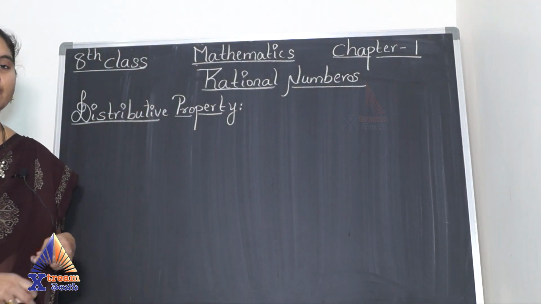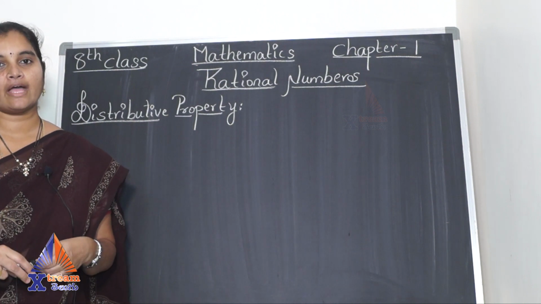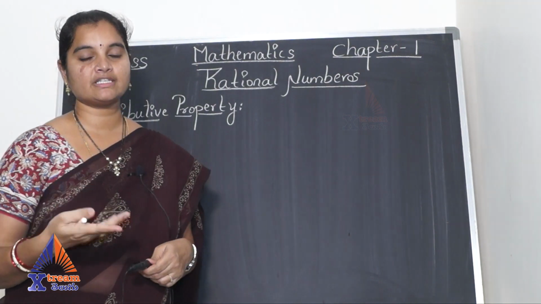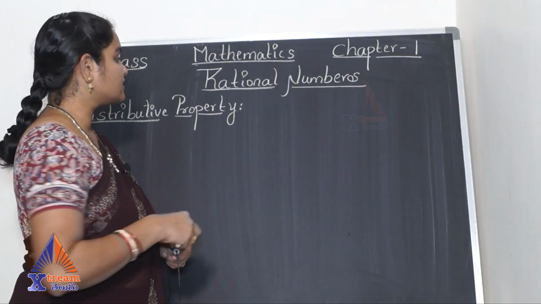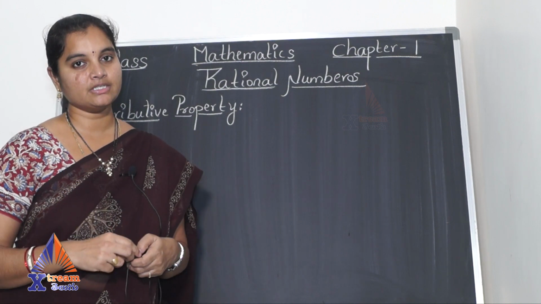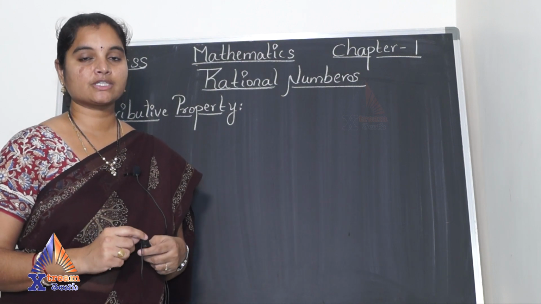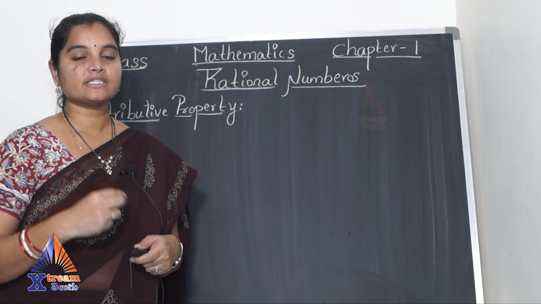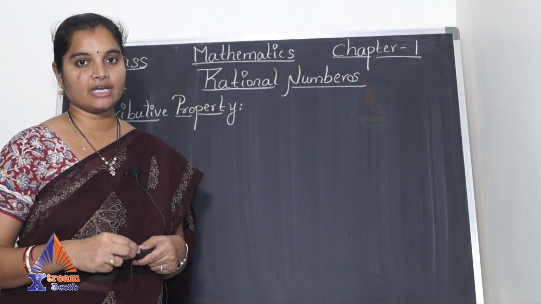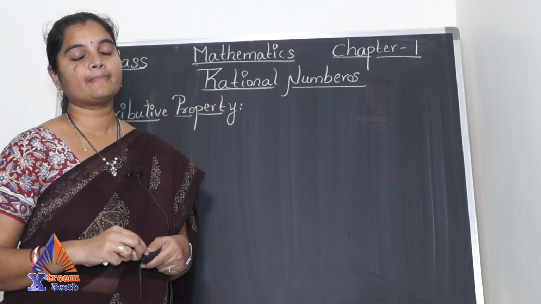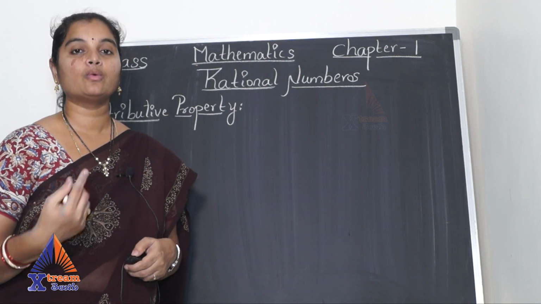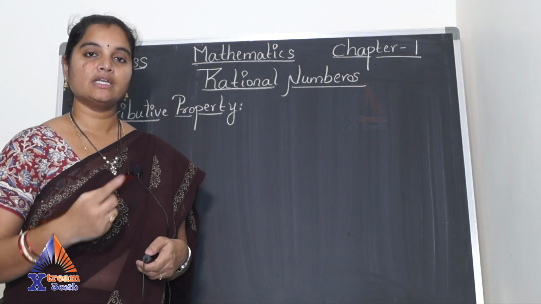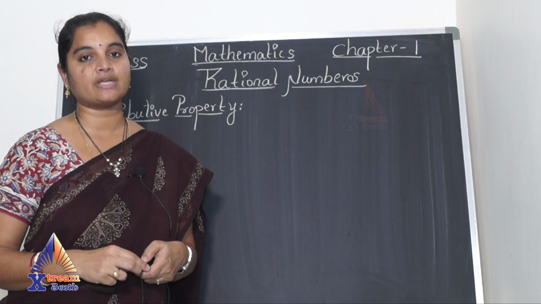We'll continue with the distributive property. Till now, all the properties which we have learned had only one operation in them, either addition, subtraction, multiplication or division. But the distributive property involves two operations. One is multiplication, which is common, and the second one is either addition or subtraction. So we call it the distributive property of rational numbers over addition, and the distributive property of rational numbers over subtraction, or we can also call it the distributive property of multiplication over addition, and the distributive property of multiplication over subtraction.